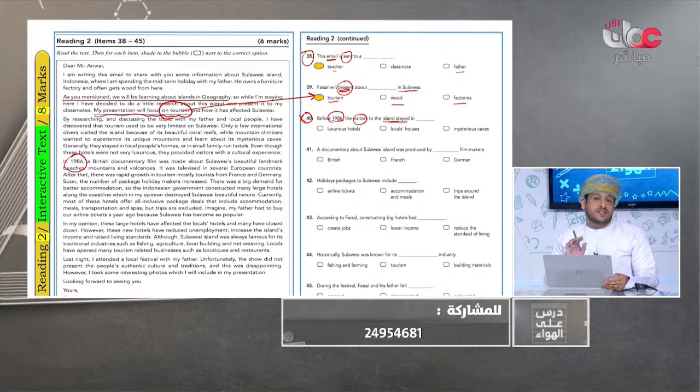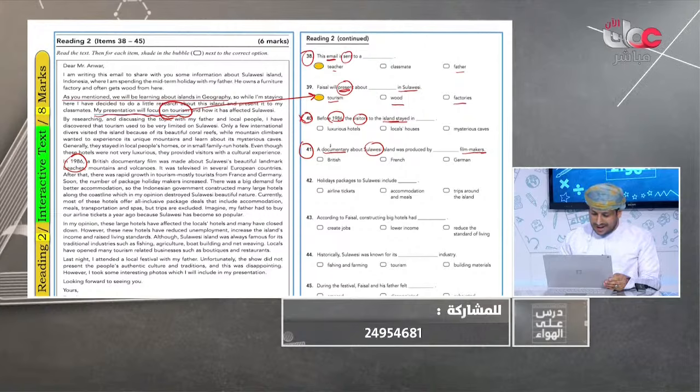Okay, so this is the best technique I will tell you about, Safe. So read the question and then go back to the text. Number 41, let's do it together faster. A documentary about Sulawesi Islands was produced by filmmakers. Who made this documentary movie? You can just underline the word documentary and the word here, and go back to the text here. I will just relate it like this. See?